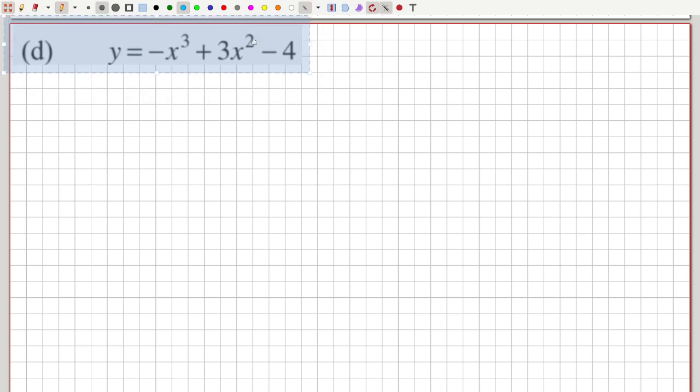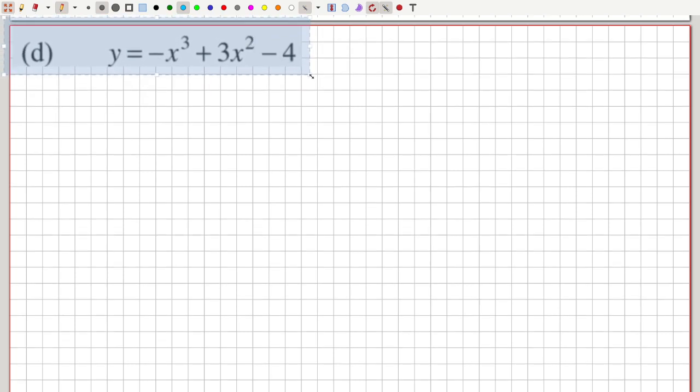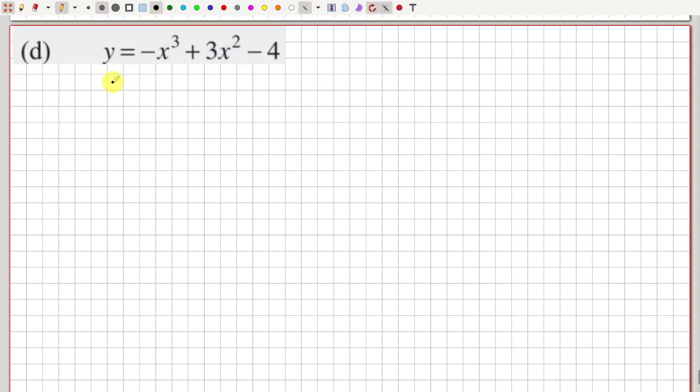We've been given the original equation over here, and we will look at the y prime. Okay, so we've got y prime, which is equal to negative 3x to the power of 2 plus 6x. The constant will fall away, right? And then we get y double prime, which is negative 6x plus 6.